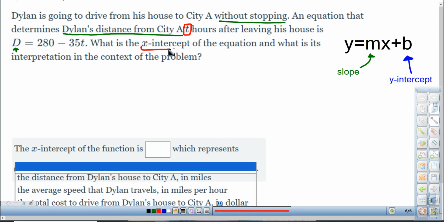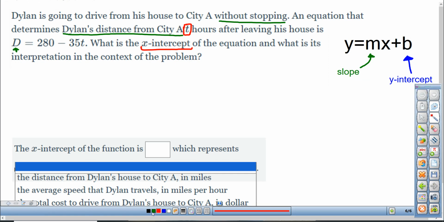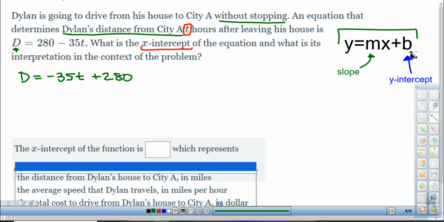What is the x-intercept of the equation, and what is its interpretation in the context of the problem? So this problem is a little more difficult. Let's first talk about this equation, and then we'll talk about why it's a little more difficult. This equation, D equals 280 minus 35t, hopefully you're looking at it and you're already understanding why it's written this way or what those pieces mean. But you could write it like this, just so it matches this format.